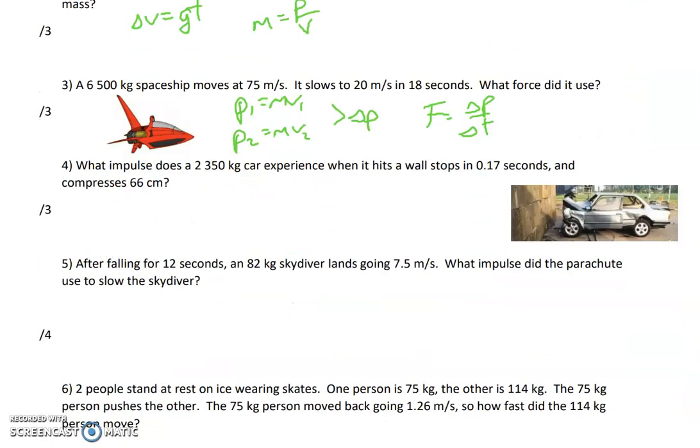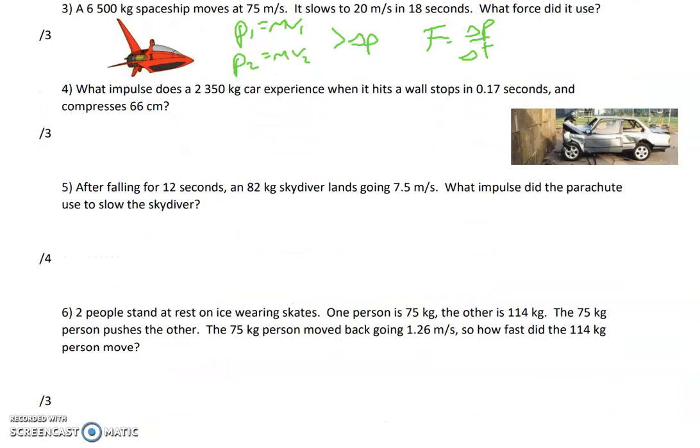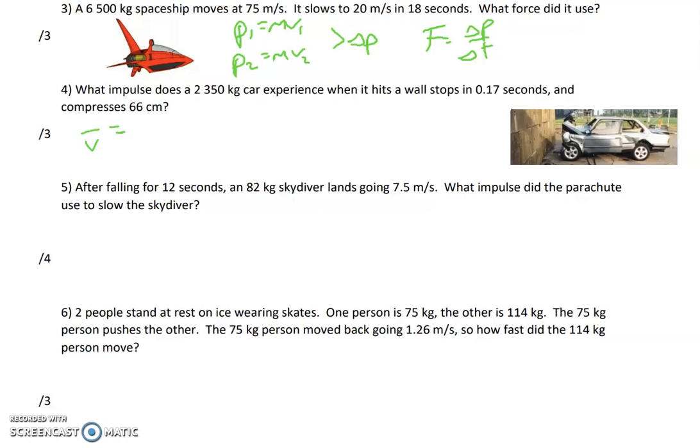All right. Number 4, what impulse does a car have when it hits a wall? Okay, well, we've got the mass of the car. We've got it stopped in 0.17 seconds and compressed 66. So you've got a distance and a time. And with distance and time, we can calculate the average speed. And since I know it ends up at rest, it's really easy to use that average v to find out what the change in v was.